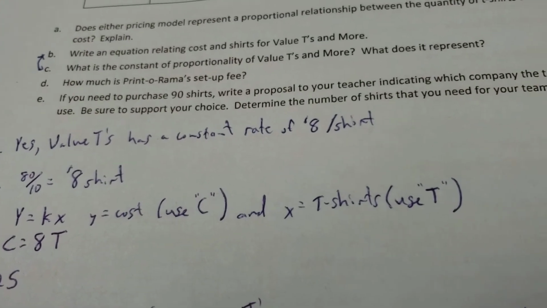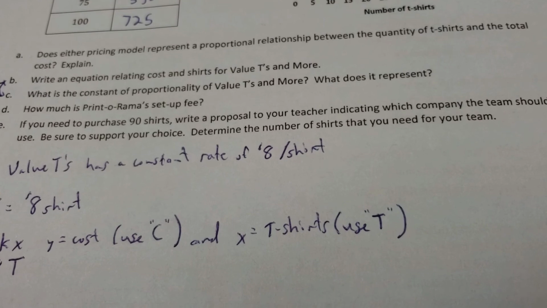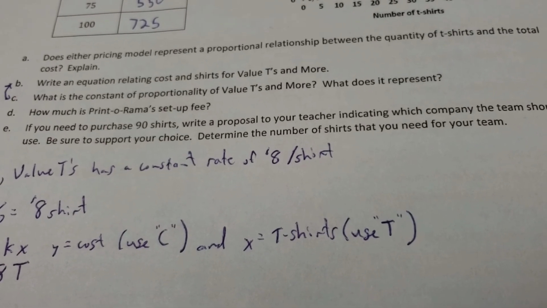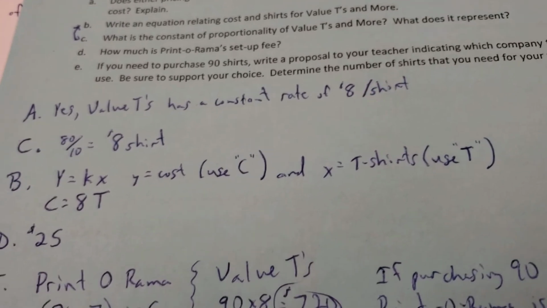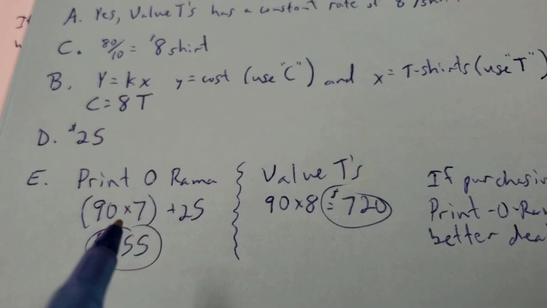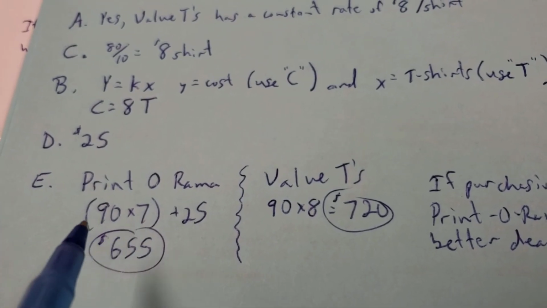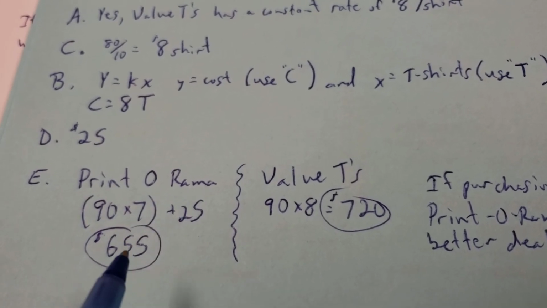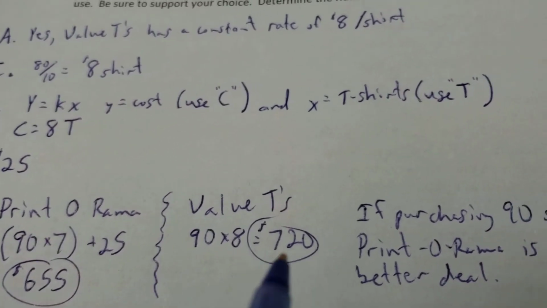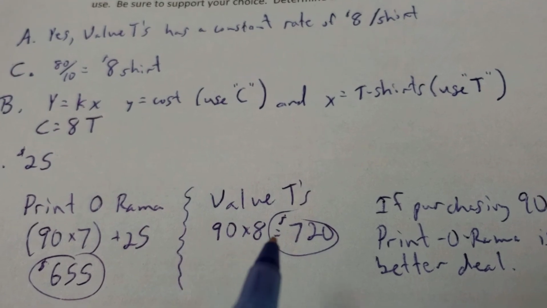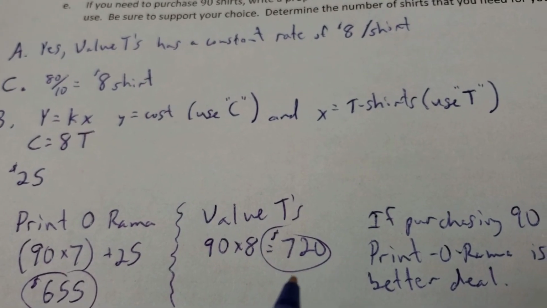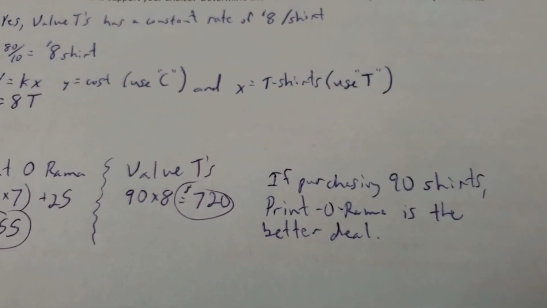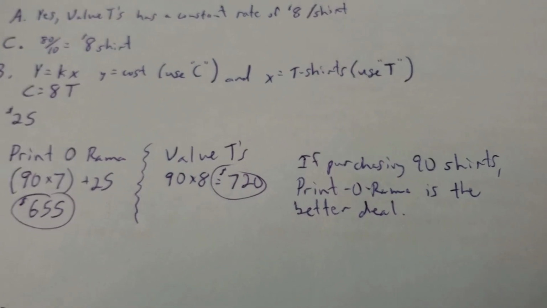Now, our last one. If you need to purchase 90 shirts, we've got to figure out who has the better deal. So, Printorama, we already told you up above, it was going to be $7 a shirt. 90 times 7, and then we have to add that $25 fee, so $655. Now, Value Tees was always going to be $8 a shirt, so 90 times 8 equals $720. So if you're purchasing 90 shirts, Printorama is the better deal. It's going to be cheaper.